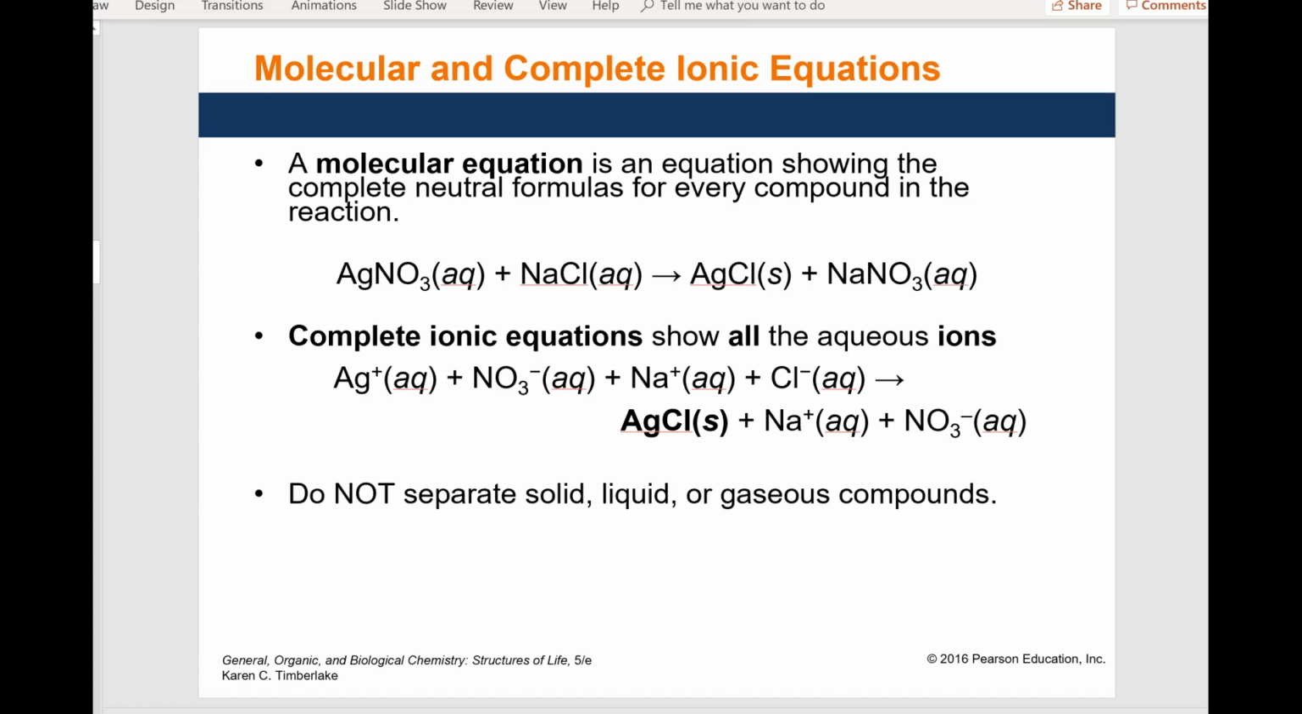And notice in that complete ionic equation, who doesn't break apart into ions? Our solid. If it's insoluble, that means it doesn't dissolve. If it doesn't dissolve, it can't dissociate. And so anytime you have a solid precipitate, it just stays together as a molecule and it's solid. It's just going to sit there at the bottom of the reaction flask. Everybody else is going to remain in ion form. Same thing is true if you have liquids or gases being formed. They are not going to break apart into their component ions.